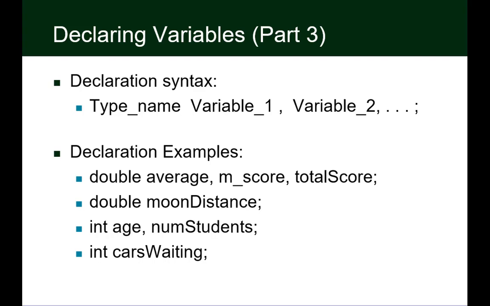Here are some more examples of declaring variables. Note that the end of the program line must end with a semicolon. So whether we have one variable declared, such as double moonDistance, or multiple variables declared, such as int age, numStudents, at the end of the line, you must have that semicolon.